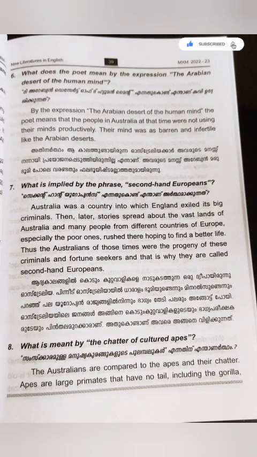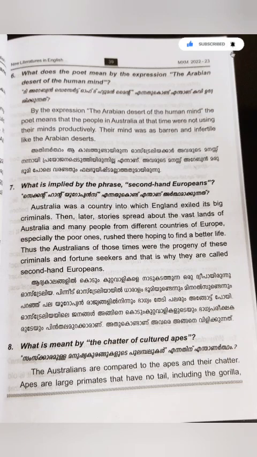7. What is implied by the phrase 'second-hand Europeans'? Australia was a country into which England exiled its big criminals. Later, stories spread about the vast lands of Australia and many people from different countries of Europe, especially the poor ones, rushed there hoping to find a better life. Thus, the Australians of those times were the descendants of these criminals and fortune seekers, and that is why they are called second-hand Europeans.